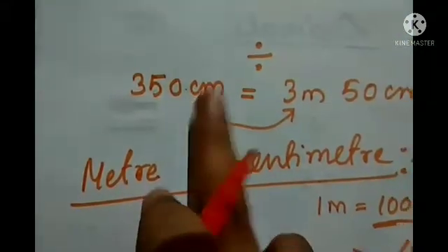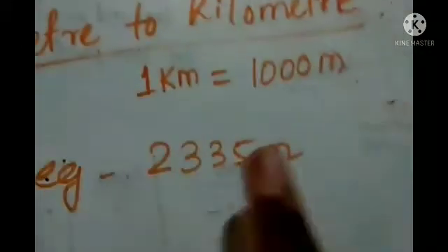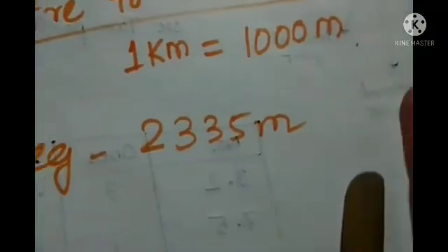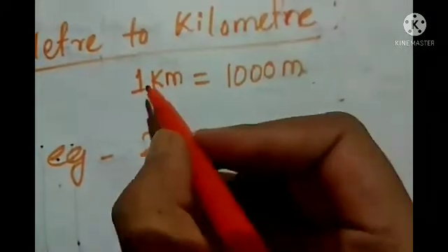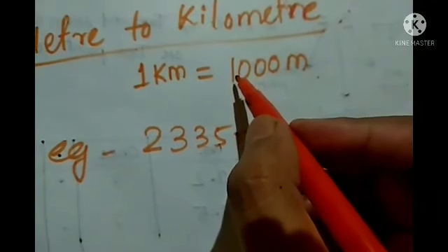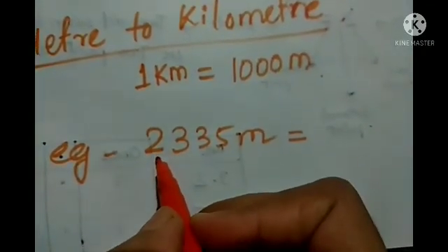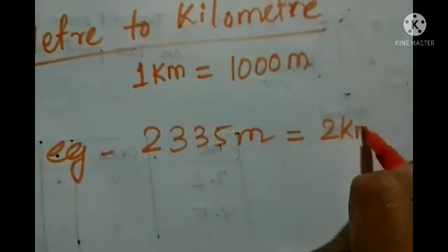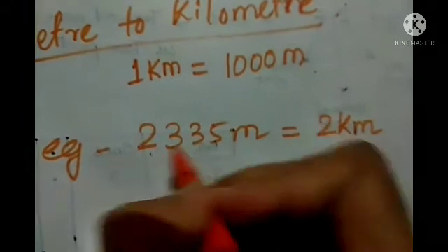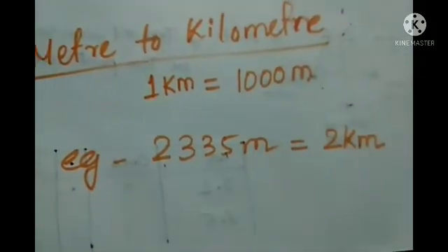From smaller to bigger if we are converting, then we have to divide. Similarly, from smaller to bigger we are going to convert, so we have to divide. So students, here it is given that 1 kilometer is equal to 1000 meter. Here you see in the 1000 place 2 is there, so 2000. So definitely it will be what? 2 kilometer, right? 2000 we are dividing with 1000, so definitely the answer will be 2.